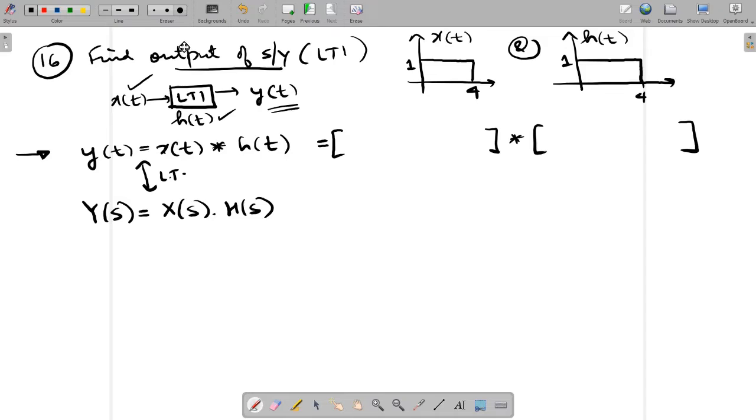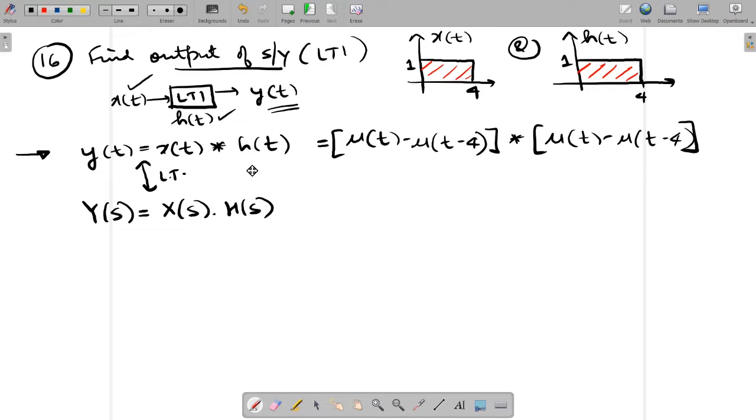Okay, we have seen this a lot of times. So you can see x of t is a rectangular pulse. H of t is also a rectangular signal over here. I can write x of t as u of t minus u of t minus 4. Okay, we have done this a lot of times. Same way, h of t is u of t minus u of t minus 4.